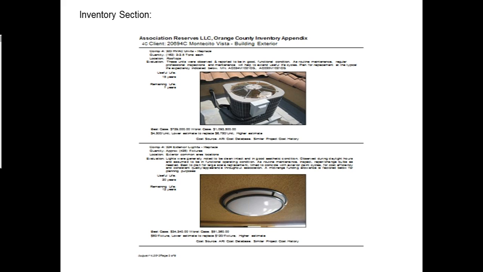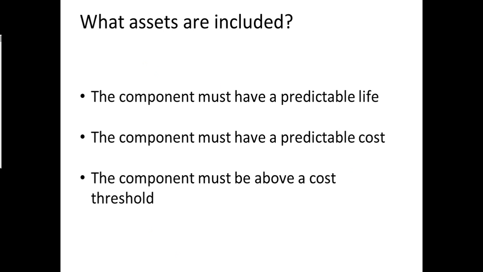So which assets are included? Obviously, we have three criteria that we look at when we include components in the analysis. The component must have a predictable life. We want to make sure that we capture everything that qualifies with these three, by the way. We want to be able to predict lives. For instance, we know that wood should be painted every 4 or 5 years. So we want to make sure that we're anticipating that.